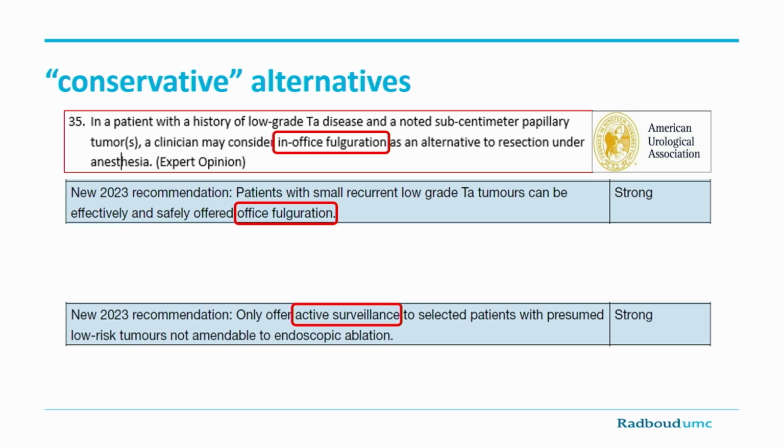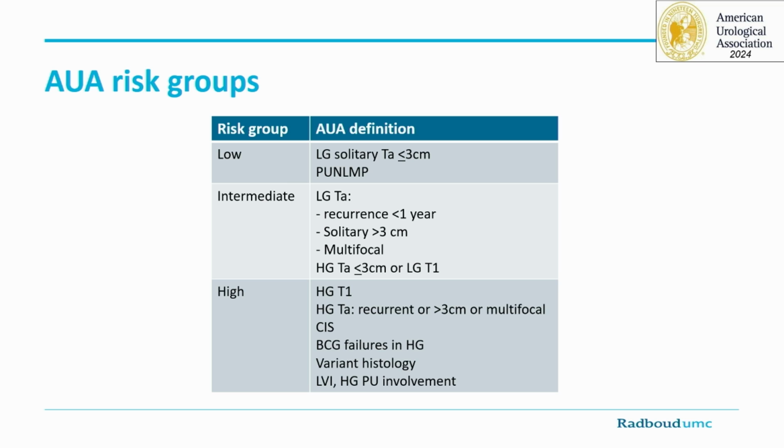So that's something I really advise you to consider. Here are the risk groups. I think we've discussed that a little bit. Low grade, obviously, low risk: low-grade tumors, solitary, primary TA, small, and PUNLMP, which I don't see a lot, maybe once a year, not more than that.